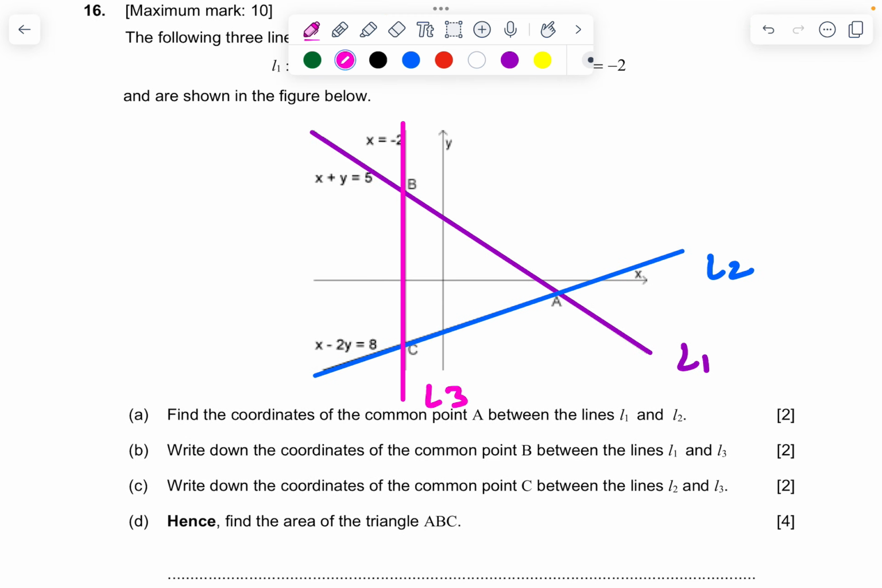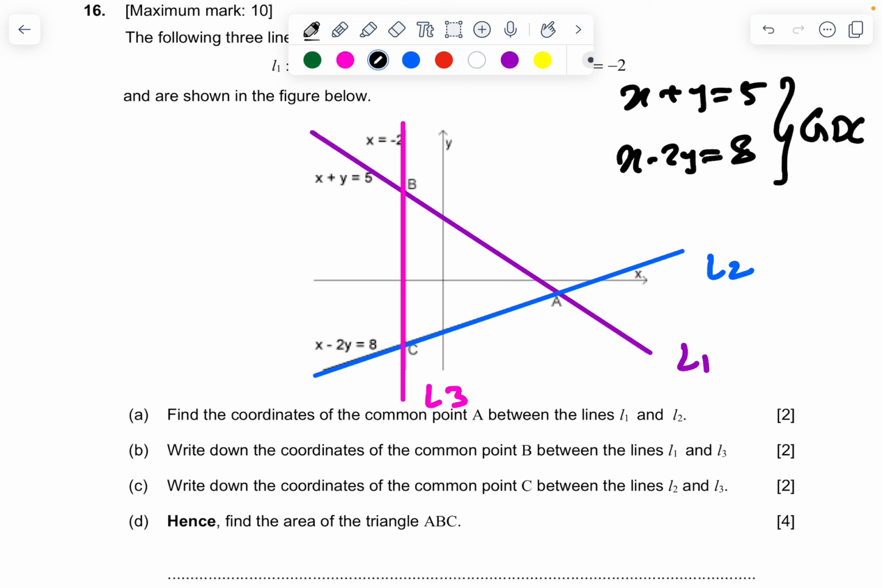Find the coordinates of the points of intersection between L1 and L2. L1 is x plus y equals 5 and x minus 2y equals 8. Use the GDC to get the point of intersection as 6 comma negative 1, which is going to be this point. Next is L1 and L3, which is going to be this point.